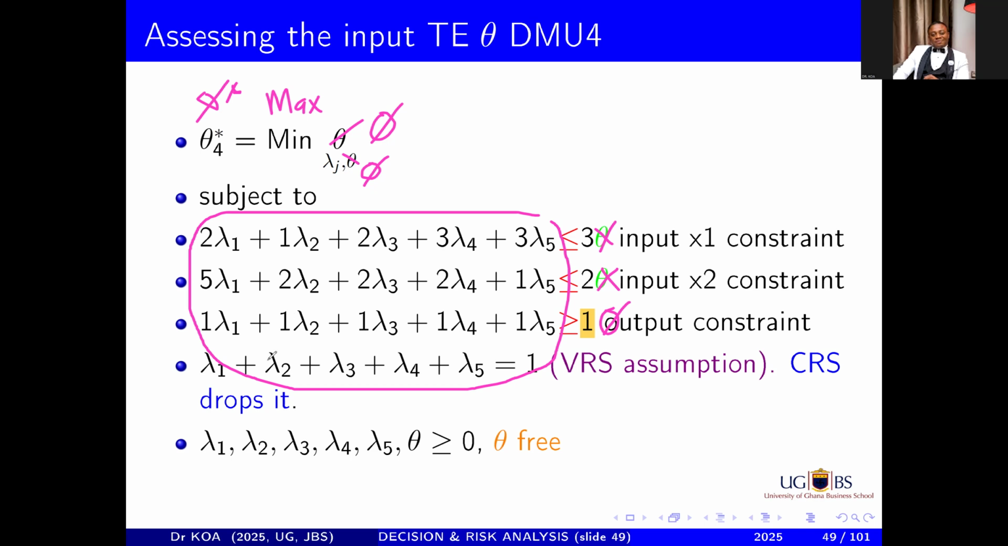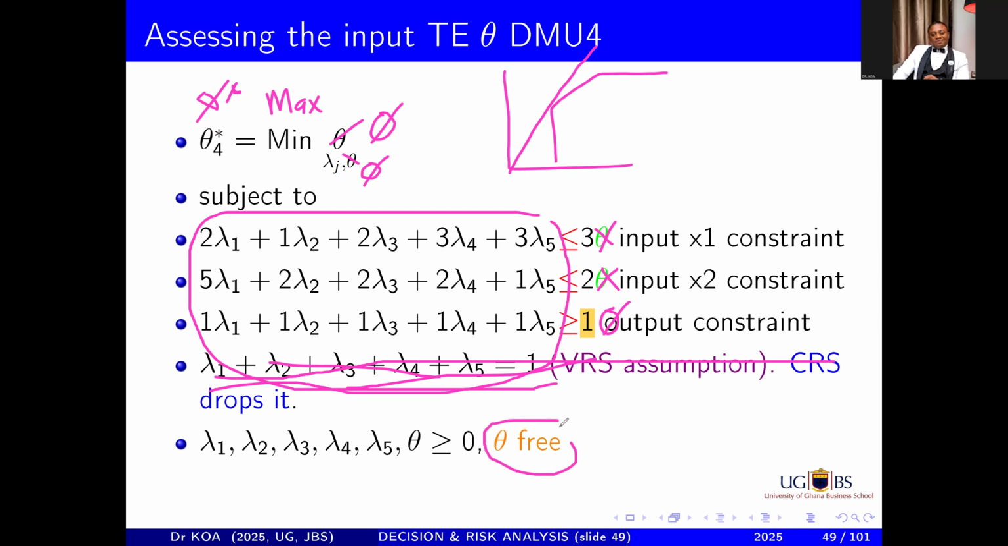Now, if you want to add a convexity constraint, this will also be there for the VRS. It will not change. It will be that. But if you are doing constant returns to scale, then you will remove this VRS constraint. It will not be there. So this VRS constraint is the one where the curve bends, convexity. But CRS is when the line is just straight, constant returns. So when it is constant returns, you don't bring this constraint number 4. And you don't also bring the theta free. But when it is variable returns to scale, you bring this constraint and you bring theta free.